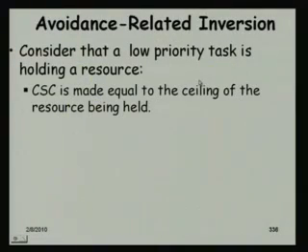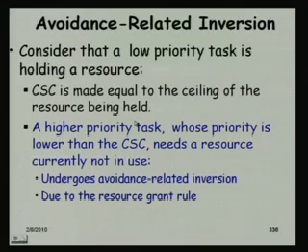Now, let us look at the avoidance related inversion. Consider that a low priority task is holding a resource and CSC is made equal to the ceiling of the resources being held, and now a higher priority task whose priority is lower than the CSC, of course, it is larger than the task which is holding the resource, it needs a resource currently not in use.